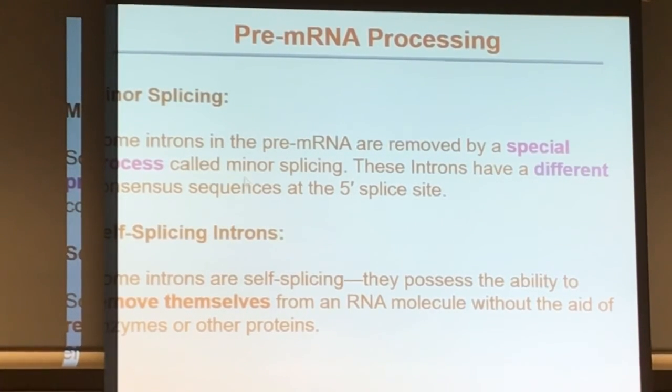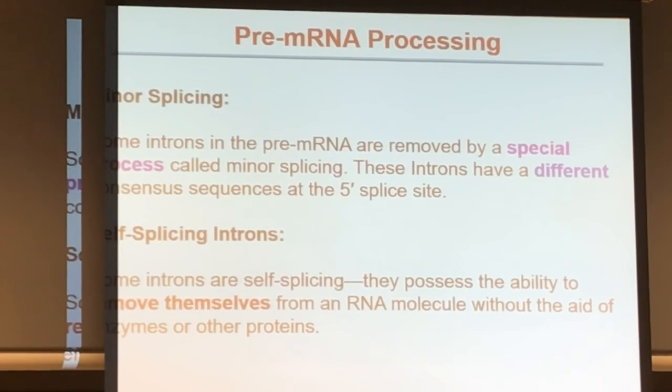Now, self-splicing introns, I think we have looked at group 1 and group 2 introns here. Earlier I said they have the ability to splice themselves out. These introns fold in some way that they splice themselves out from the messenger RNA. They do not require spliceosomes to remove them.